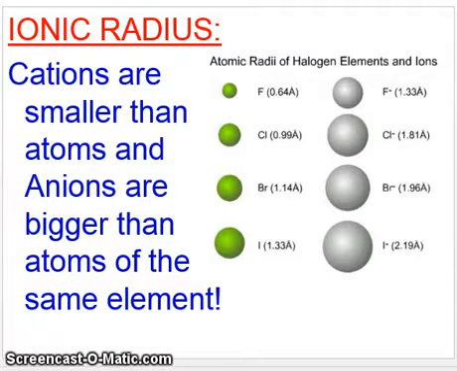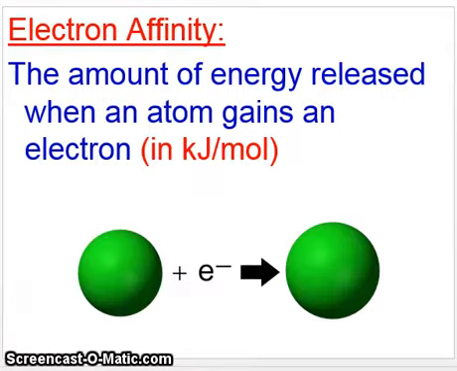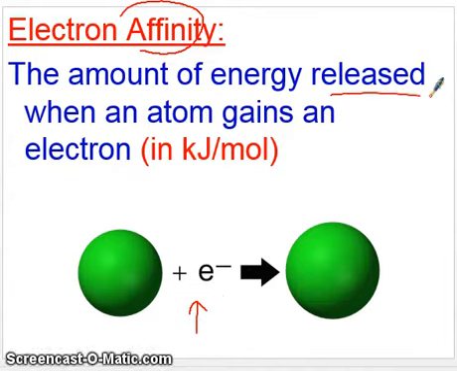Next trend we'll talk about is electron affinity. And this is similar to ionization energy, which we just talked about, in which you remove electrons. Well, here, electron affinity is you add electrons. The word affinity actually means the desire for. So there are some atoms that love electrons more than others, and if you give an electron to an atom, it will release energy.